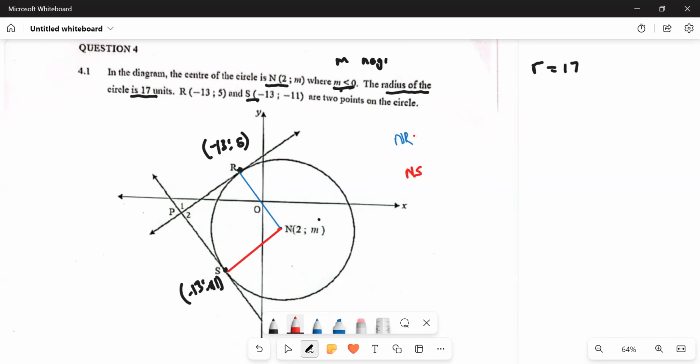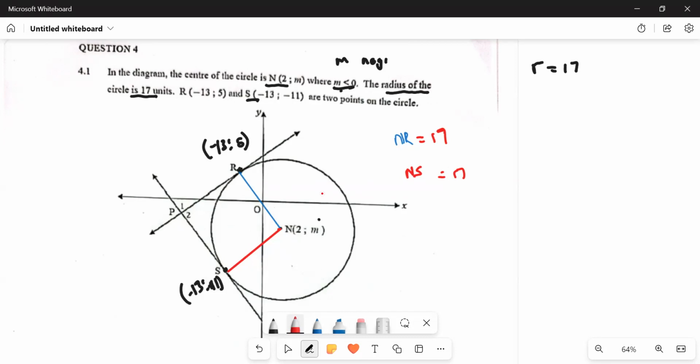So in other words, I can tell them NR is going to be 17. Even if they didn't ask me, I can tell them NR is going to be 17. NS is also going to be 17 because they are radii. NR is a radius. NS is also a radius. Okay, what else do I know now?